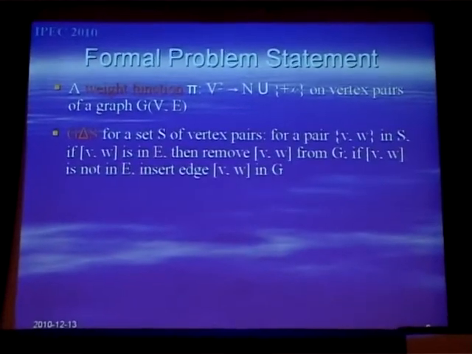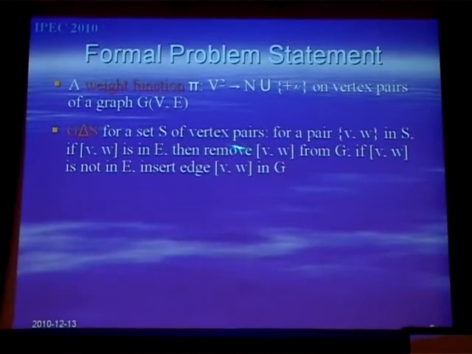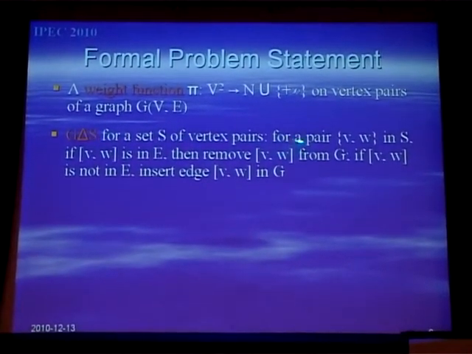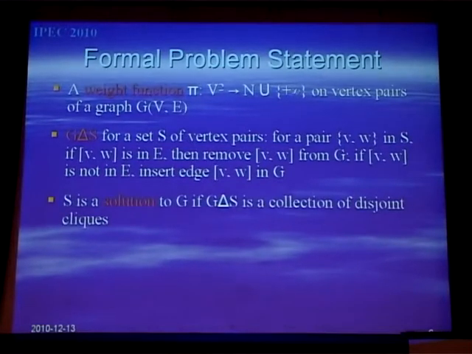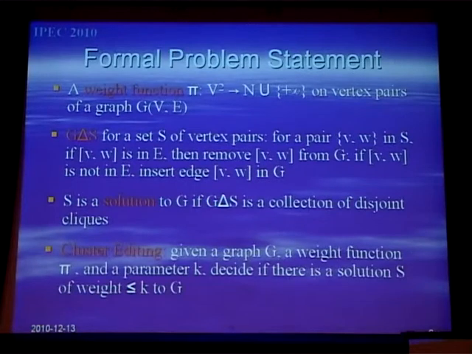Whenever you have a set of pairs of vertices, you use this operation: if the pair is contained in the set and there's an edge in the graph, you remove that edge; if there's no edge there, you insert the edge. So you can think of this as just a collection of edge operations, inserting edges and deleting edges from the graph. We want the total cost of this to be small, because we already defined the weight function, so you can use it to define the cost of each edge insertion or deletion. We say this is a solution, our objective: if you do these operations, you get a collection of disjoint cliques.